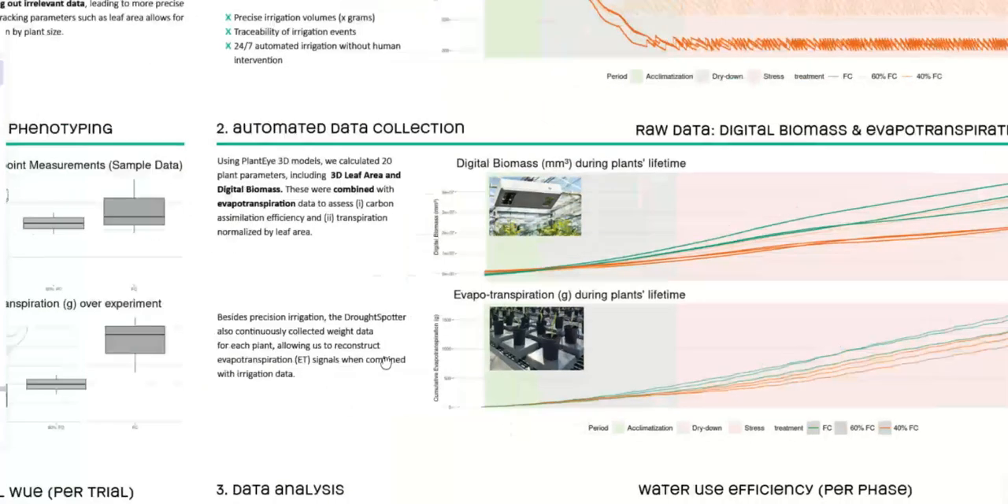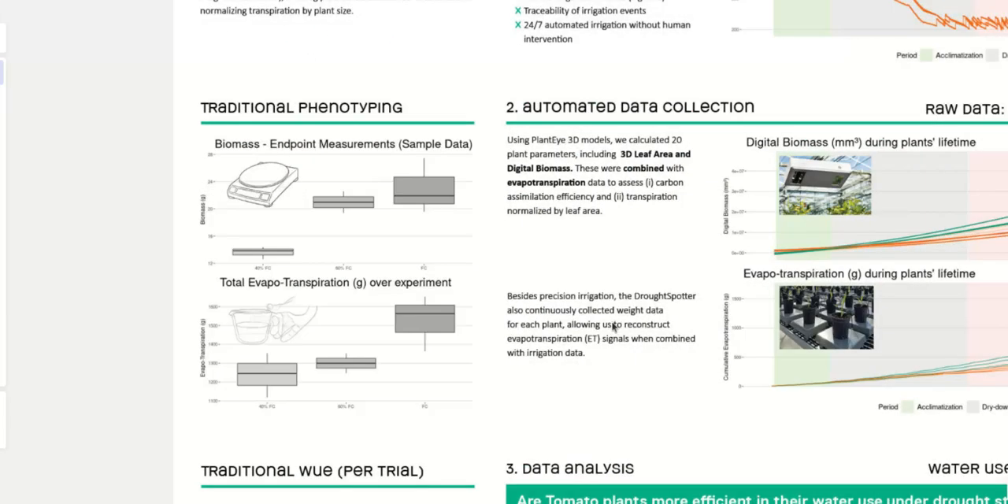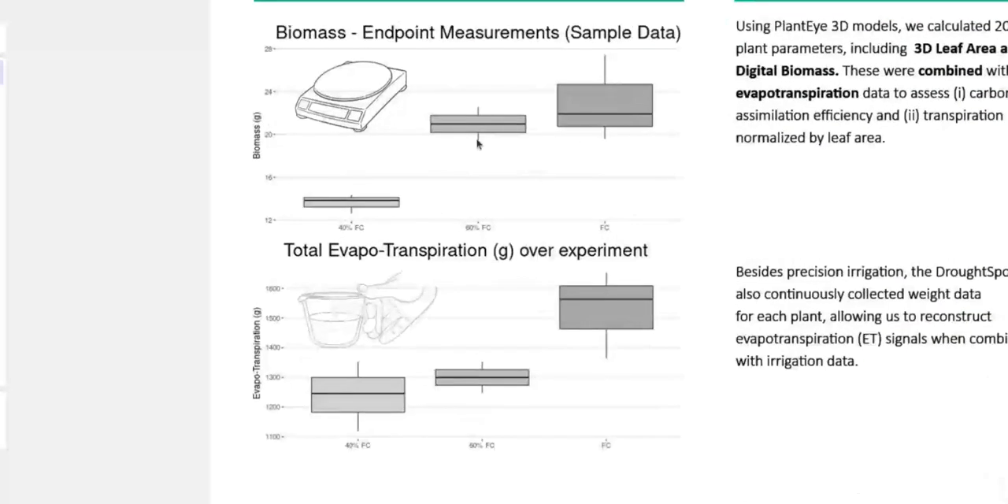But first, how does this compare to a more traditional way of phenotyping? So in traditional phenotyping, we would measure the biomass only at the end of the trial, providing us an overview of endpoint measurements where the plants at 40% field capacity, they would be the smallest. Then, with a decreasing drought stress, the biomass would increase.